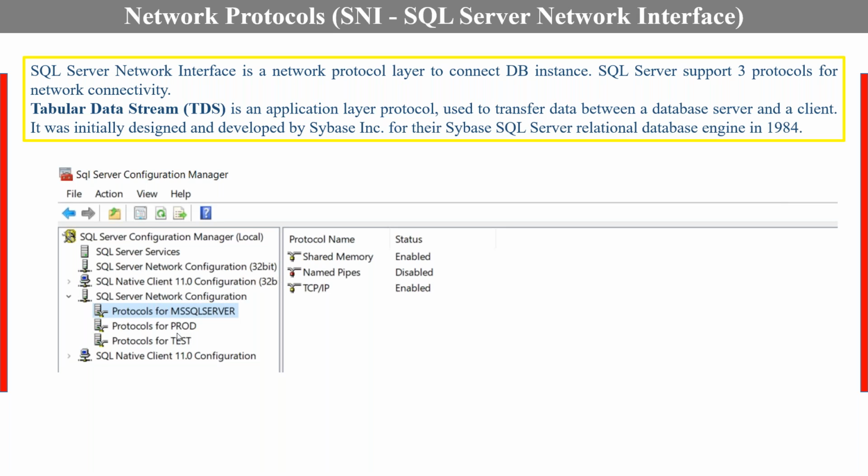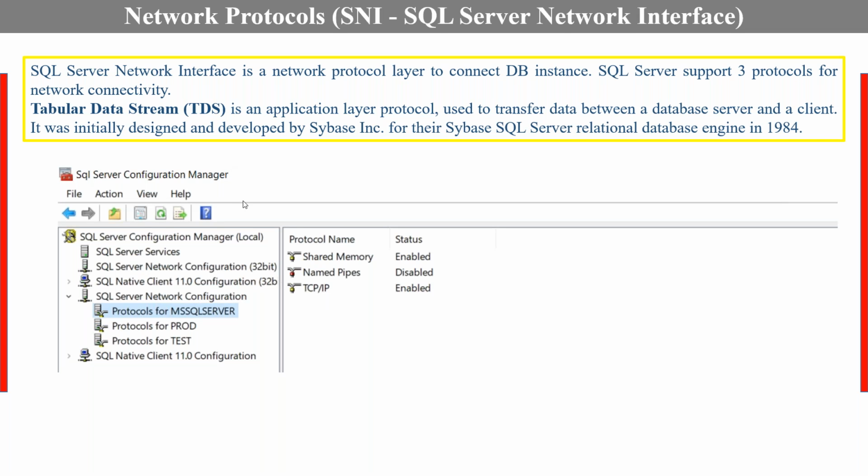So we have three protocols. Earlier we had four protocols, like 4 to 5 years back. Now we are working with three protocols: shared memory, named pipes, and TCP/IP. One more was VIA, virtual interface adapter, but that is deprecated. We are no more using VIA. We currently use three protocols: shared memory, named pipes, and TCP/IP.